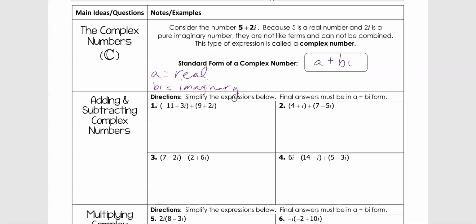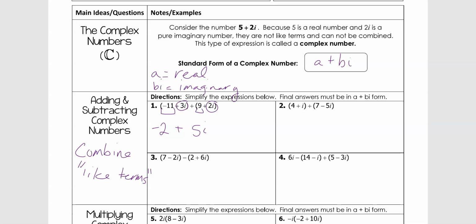So for adding and subtracting complex numbers, it is just like combining like terms. That's all there is to it. Combine like terms. If they don't match, you can't add them. So let's look at number one. Number one, we have negative 11 plus 3i plus 9 plus 2i. So we're going to take our negative 11 plus 9 is negative 2. And then 3i plus 2i is 5i. And that's all there is to it, just like normal.